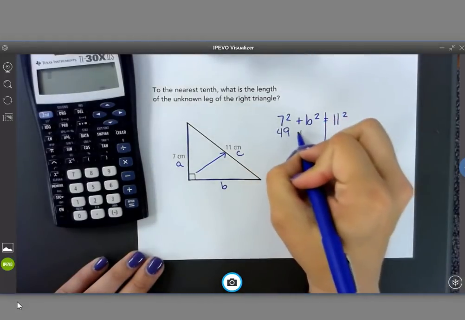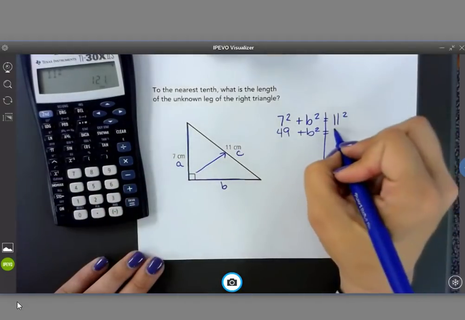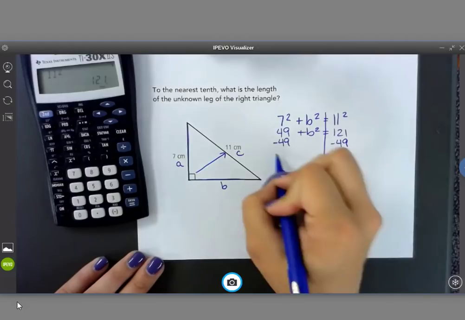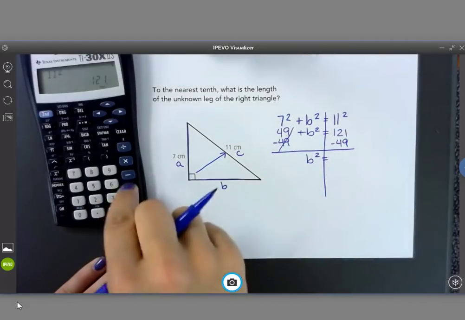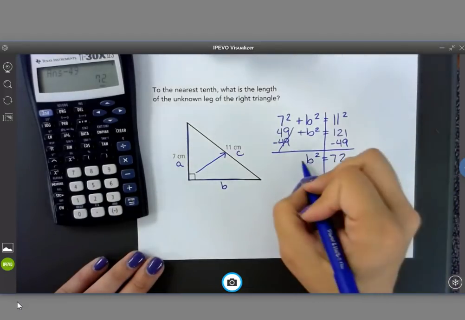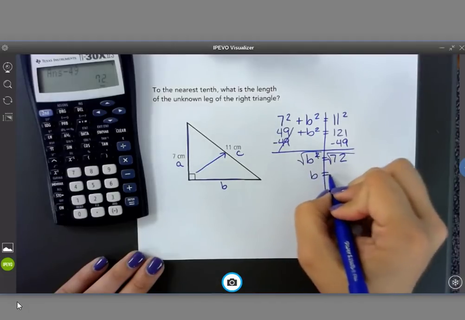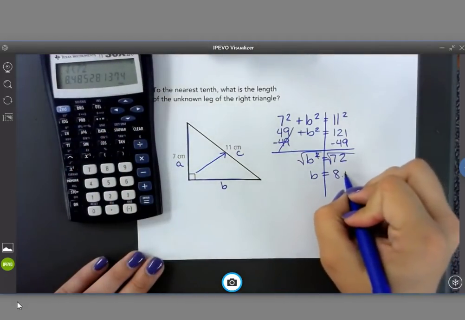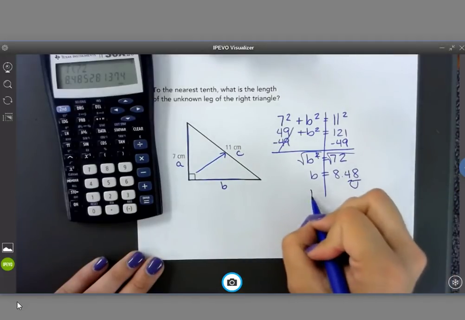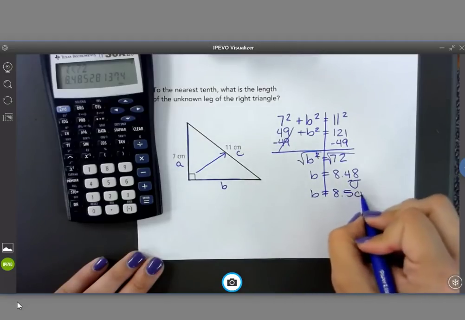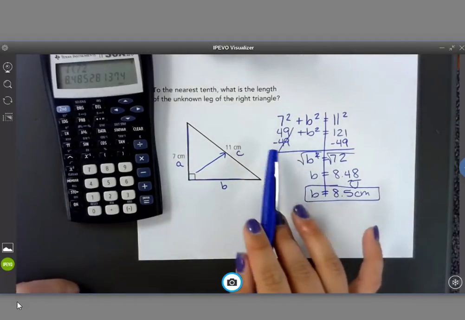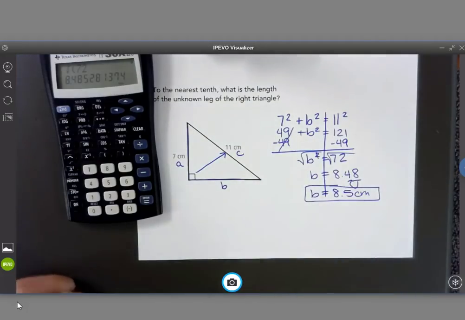7 squared is 49. 11 squared is 121. Have to get the B by itself, so we're going to subtract the 49 to the other side. Get B squared equals 72. Square root both sides. Square root 72, so we get 8.48. That 8 tells me to round the 4 up. So I get 8.5 centimeters. Okay. So a little bit more solving an equation style when we're having to solve for one of the legs, because we have to move this over to the other side before we can square root both sides there.